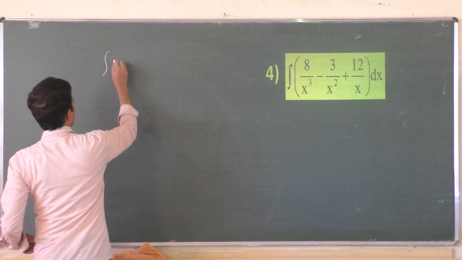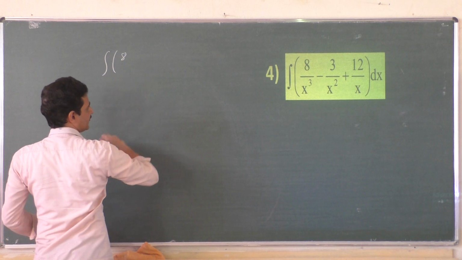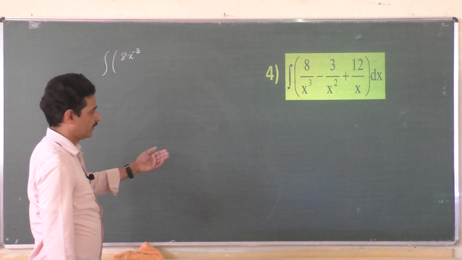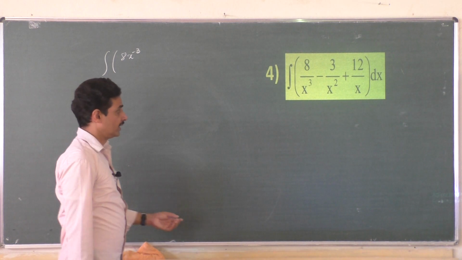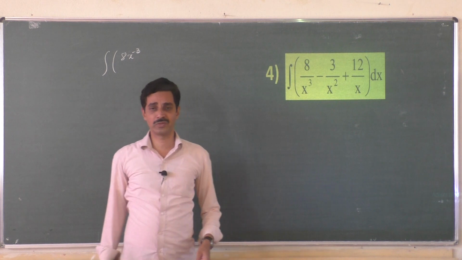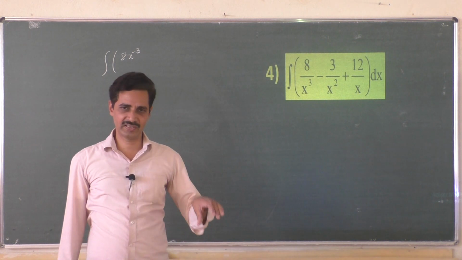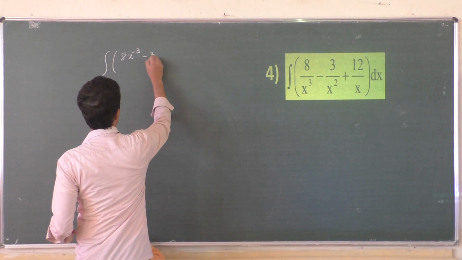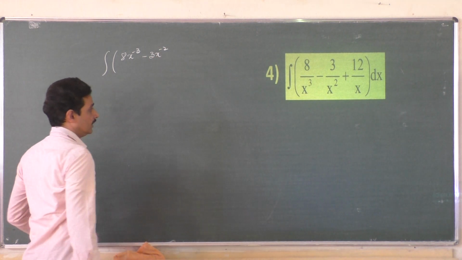Integration of 8 by x cube. Shall I write it as 8x to the power minus 3? I'll bring x to the numerator because minus 3 is allowed in x to the power n plus 1 by n plus 1. In our formula minus 3 is allowed, minus 1 not allowed, right? So minus 3 plus 1 gives x to the power minus 2, correct?